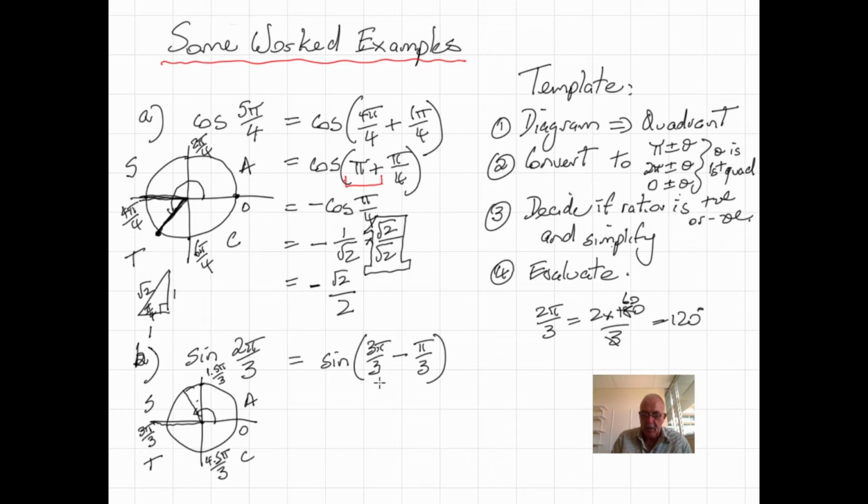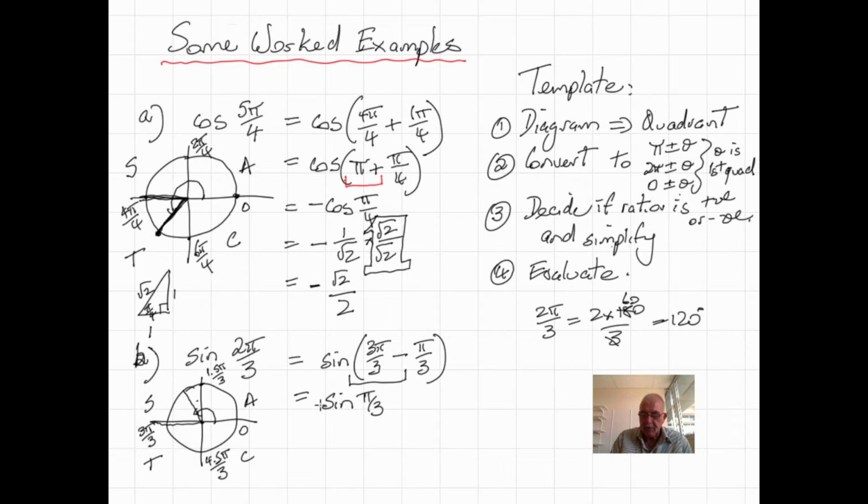3 pi on 3 is pi. And if you take 1 pi from 3 pi, you get 2 pi on 3. So we get back to our answer. Now, looking in the second quadrant, we know that sine is going to be positive. So it'll be just sine. We then drop this part. So it'll be sine of pi on 3.